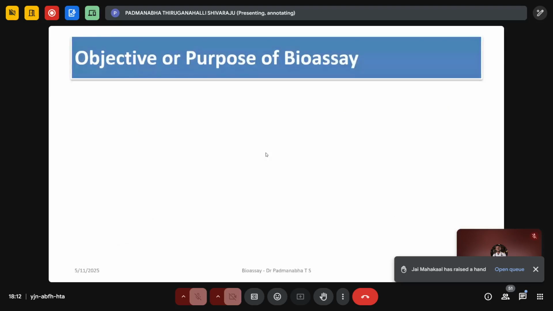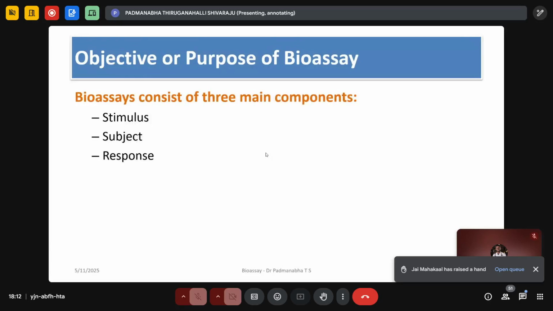So the objective or the purpose of bioassay. What is the objective of bioassay? Bioassay consists of three main components. It deals mainly with the stimulus. So we give a stimulus. The subject will be the tissue. Based on the stimulus, the subject responds.